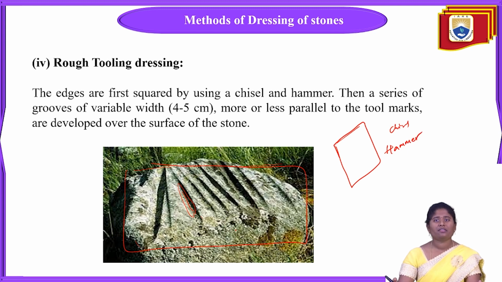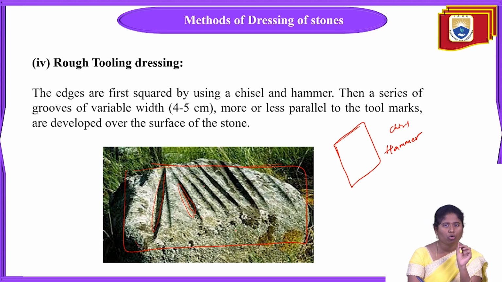And then a series of grooves. Series of grooves means here you can see in this picture some narrow type holes, at a certain smaller depth, narrow sized holes that should be given to this stone. Why? Because when these stones are used, the joint to joint bedding will be strong. That's why these grooves are to be given to that stone.